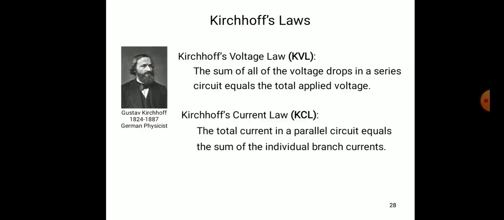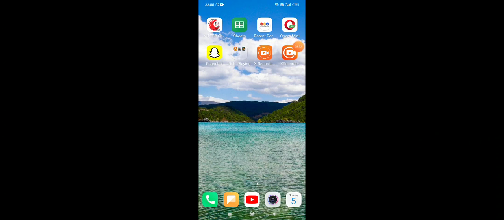The current law says that the total current in a parallel circuit equals the sum of the individual branch currents. Whenever you take a circuit, we can find this KVL and KCL. All electrical circuit analysis requires the use of two fundamental laws, called Kirchhoff voltage law and Kirchhoff current law.